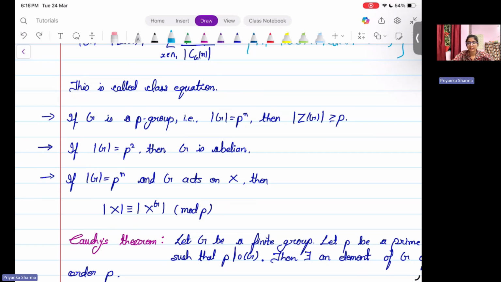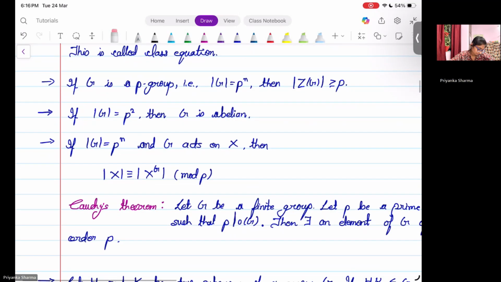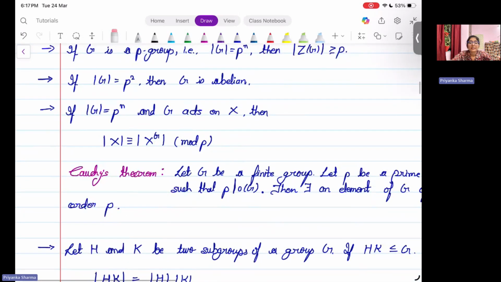This is because Z(G) is a subgroup of G, and the order of G is a finite number, so by Lagrange's theorem, the order of Z(G) will divide the order of G. So this will be actually P to the power some i, where this i can be something between 1 to n. That is, if G is a P group, then its center will be non-trivial. And if the order of G is P squared, then G is an abelian group.